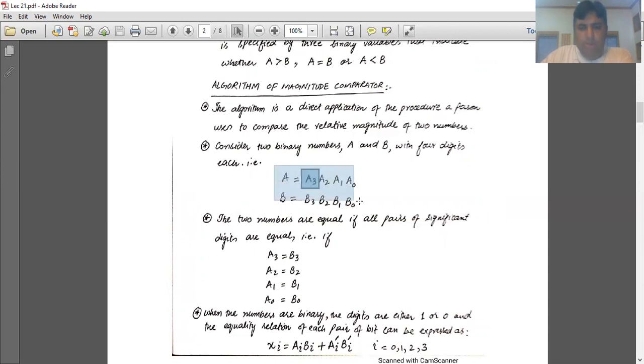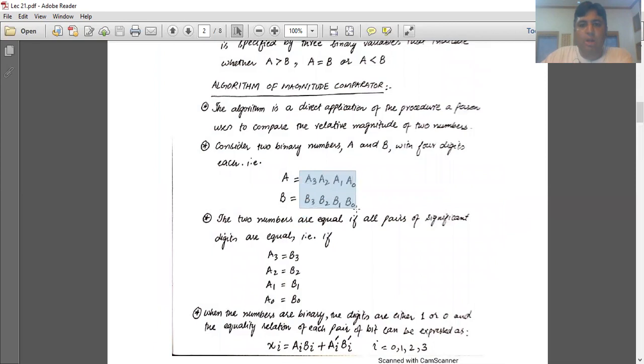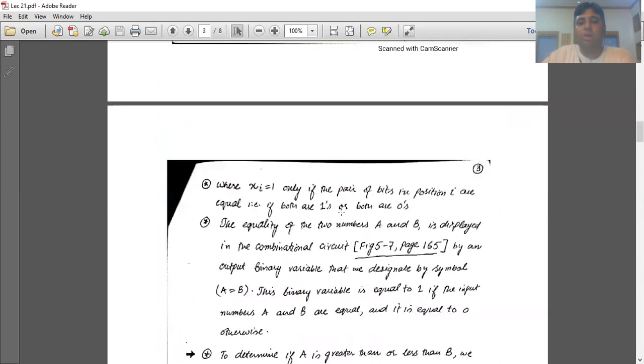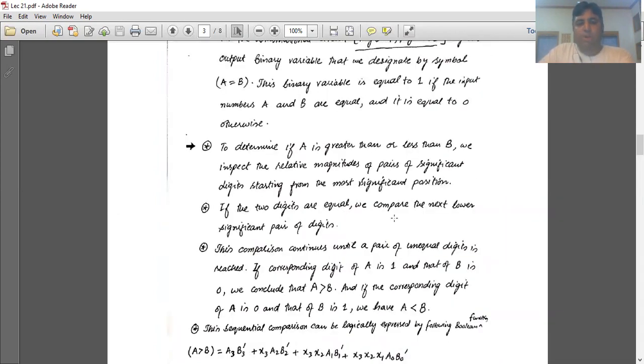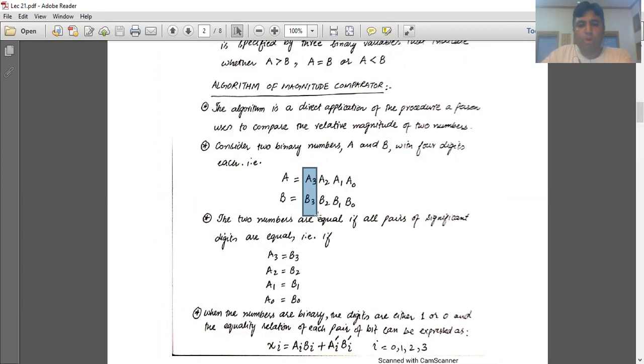So by this comparison, you have two numbers. You start from the most significant bit and compare the corresponding bits. If they are equal, you go to the next bit. You continue this comparison until you get a pair of corresponding bits which are not equal. When they are not equal, if the A bit is 1, then A is greater than B, and if the B bit is 1, then B is greater than A, or A is less than B. So this is the general concept of comparing two numbers: you compare corresponding bits.